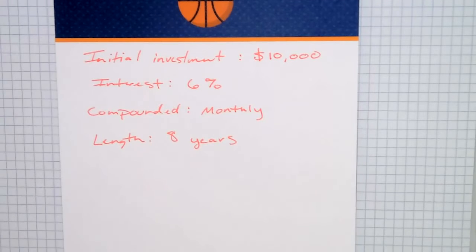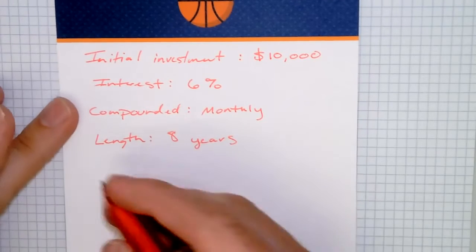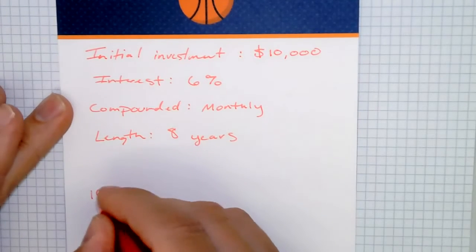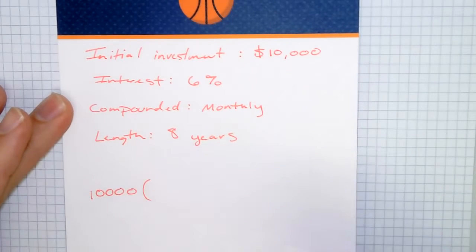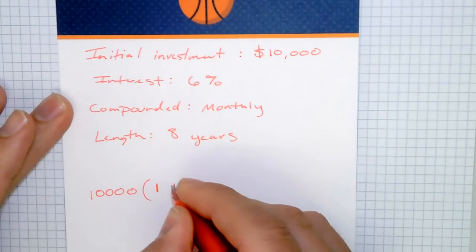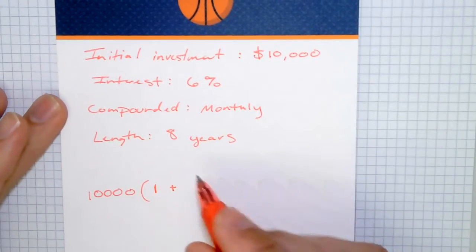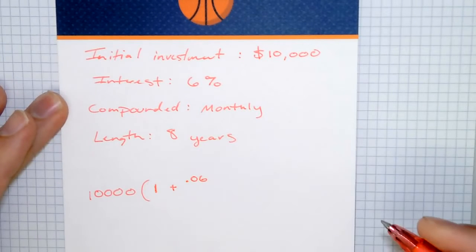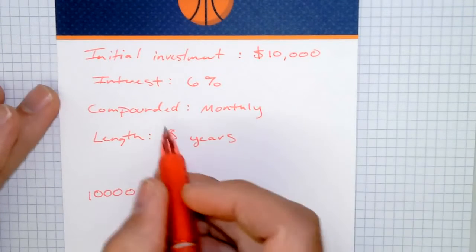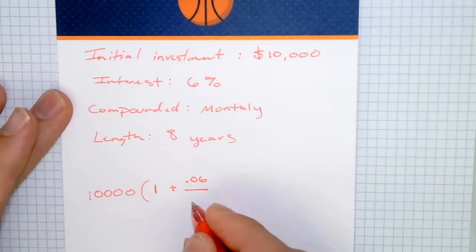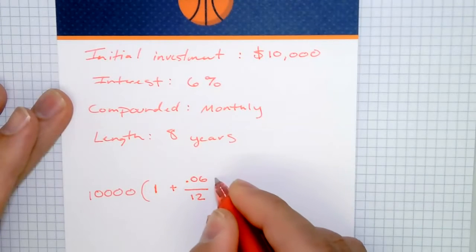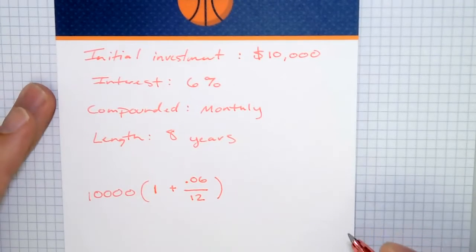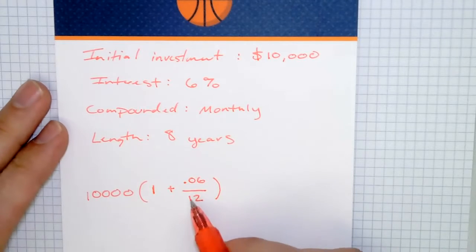Right, so we got an initial investment of $10,000 here. So we start off with 10,000. Remember, it's 1 plus our interest rate. So 6% written as a decimal should have been 0.06. And since we're compounding monthly, we have to split up that interest rate over the course of the year, so we divide by 12.